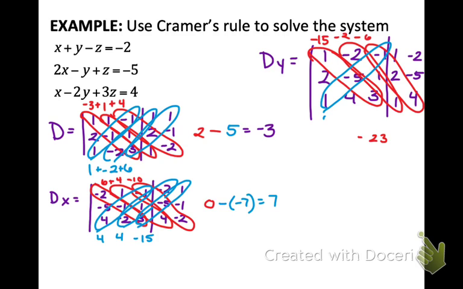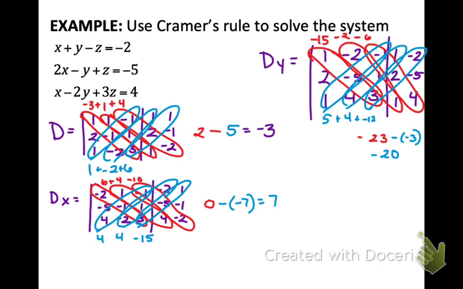Here we got a 5 plus a 4 plus a -12. So 9 minus 12 is -3. So -23 minus a -3 would be -20. My dy.